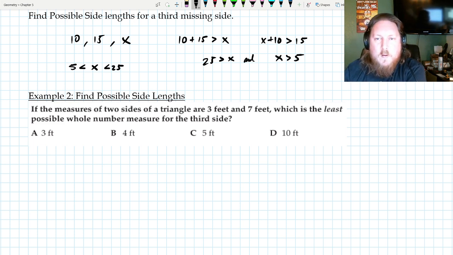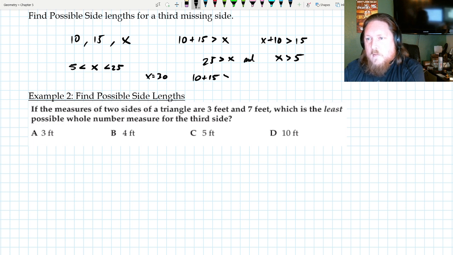And the way this works is, you could pick any number in between. If you pick a number outside of it, let's say x equals 30, that's not in my solution range. What's 10 plus 15? Well, is that greater than 30? No, 25 is not greater than 30. So you can see it doesn't work there.